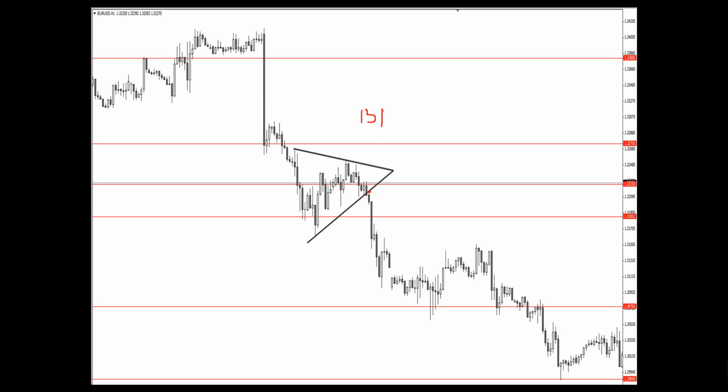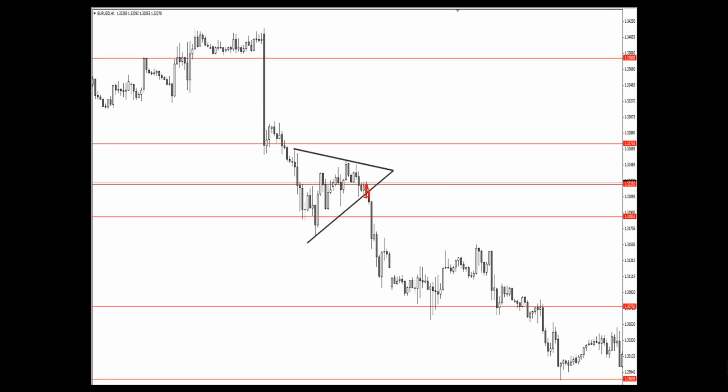If you follow me, you know that I usually trade this pattern. Breakout, pullback, continuation. This is breakout, this is pullback. You zoom into lower time frame. And continuation is after the break of this spot here.